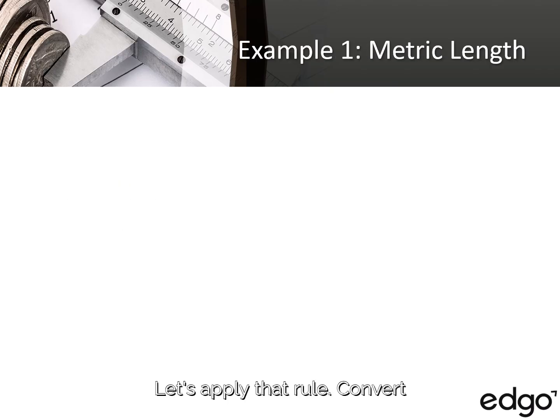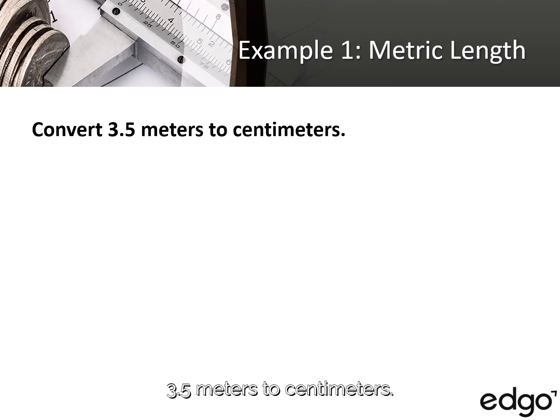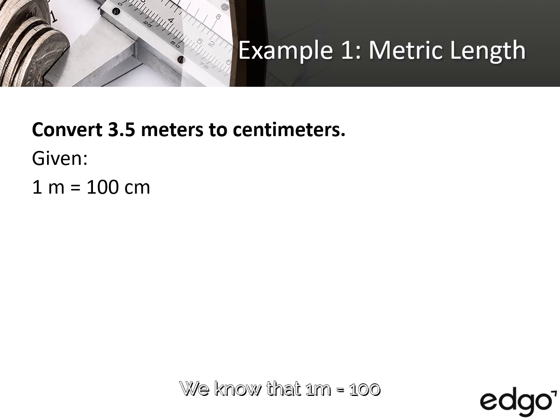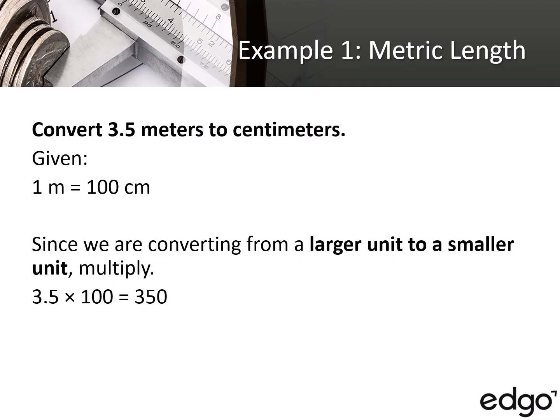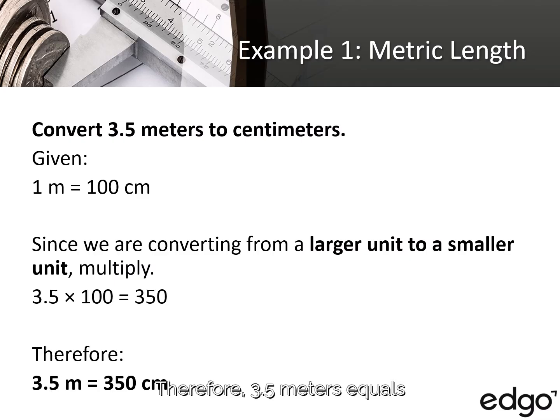Let's apply that rule. Convert 3.5 meters to centimeters. We know that 1 meter equals 100 centimeters. Since we're converting from a larger unit, meters, to a smaller unit, centimeters, we multiply. 3.5 times 100 equals 350. Therefore, 3.5 meters equals 350 centimeters.